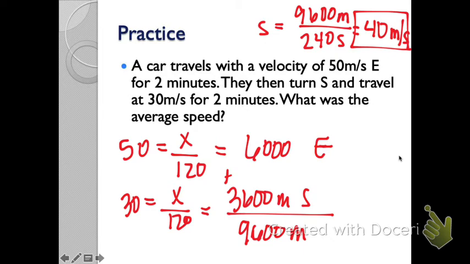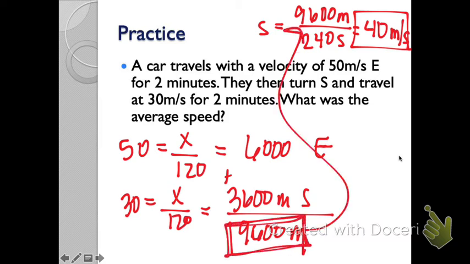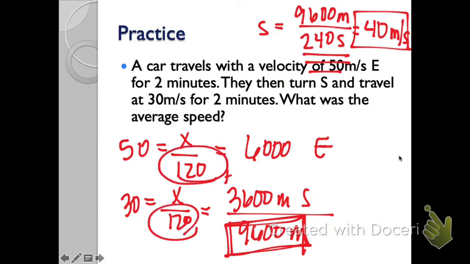Questions about solving that one? I got lost. Okay, for which part? This is total distance. So I take total distance divided by total time. My total time is 120 plus 120.